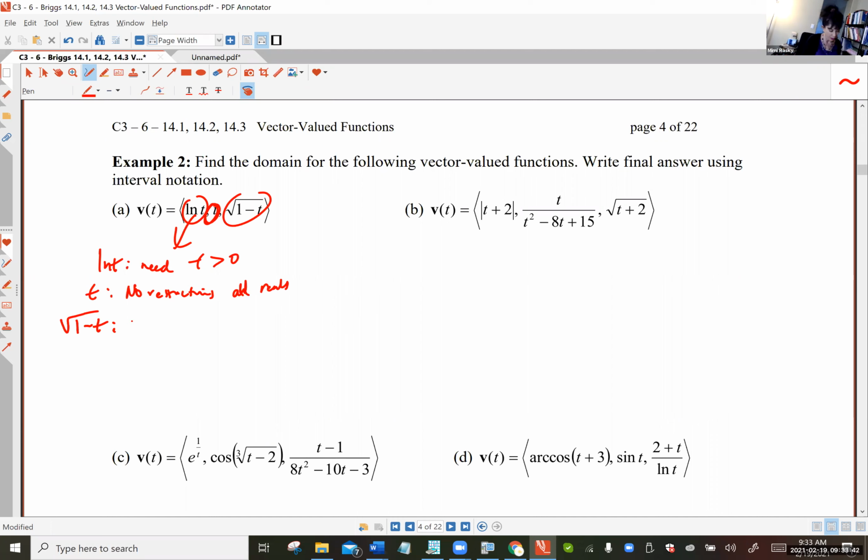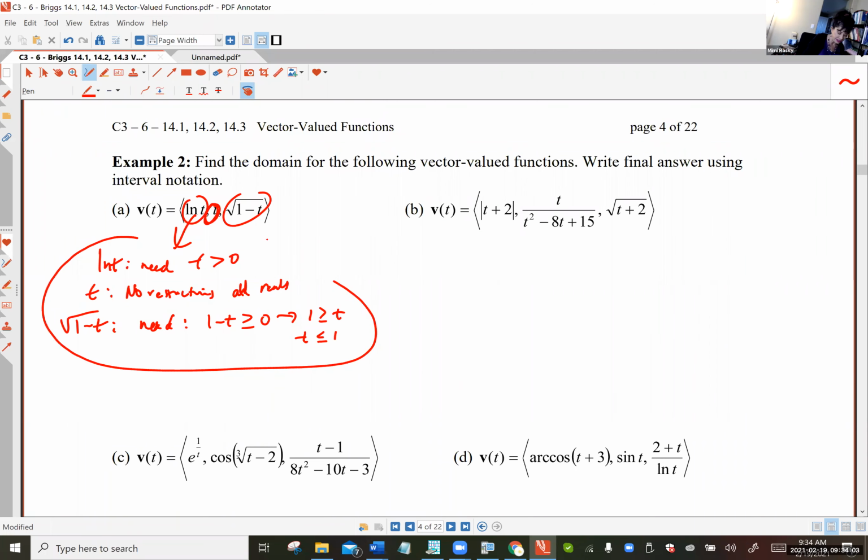The last component, we've got problems. What do you have to worry about? Well, you need the radicand to be greater than or equal to 0. That has to be true. And then if I rewrite this inequality a little bit better by adding t to both sides, I get that t has to be less than or equal to 1. And now you intersect these 3 sets. So what are the values of t that make all 3 of these sets happy?